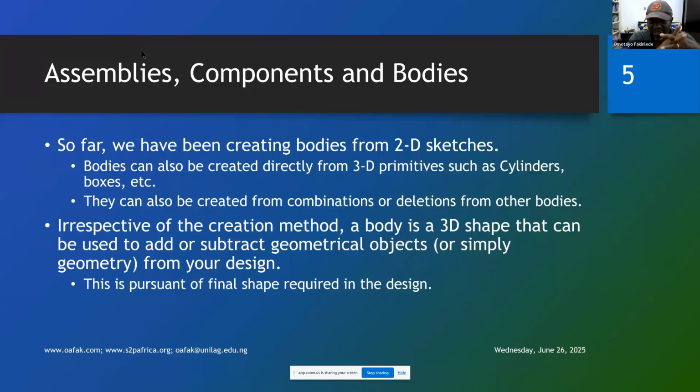Irrespective of the creation method, a body is a three-dimensional shape that can be used to add or subtract geometrical objects, or simply geometry. If you watch Fusion 360 Autodesk videos a lot, when they say you want to add or remove geometry, what they mean really is that you are adding or removing geometrical objects from your design. But they will not go to those details. They just say you are adding geometry to your design, or you are removing geometry from your design. That's what they mean. This is in pursuit of the final shape required in the design.